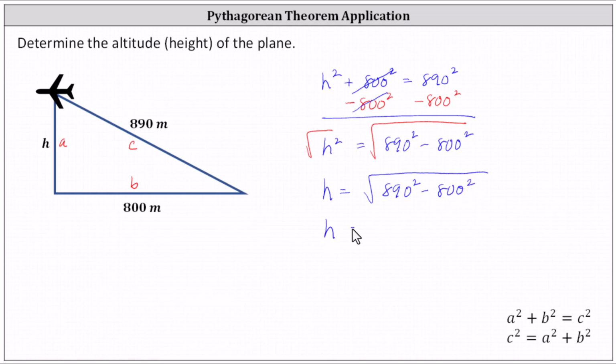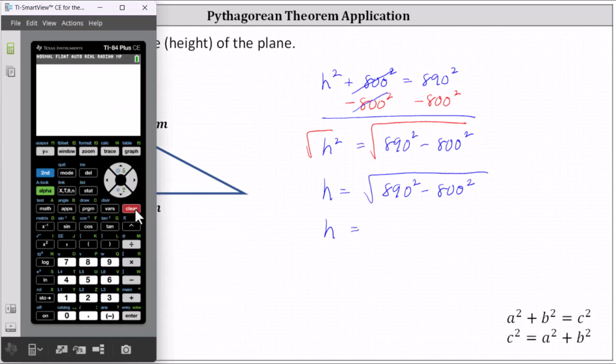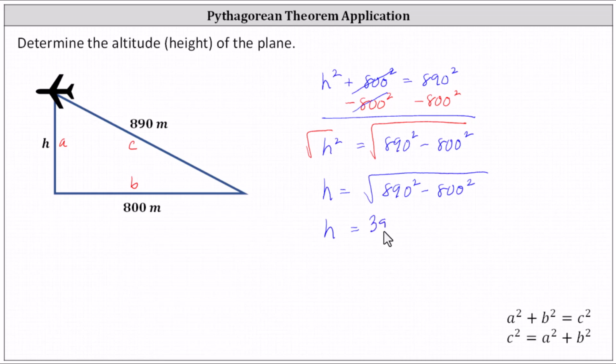And now we'll go to the calculator to determine h. I'm using the TI-84. To enter the square root, we press second x squared, and then again we have 890 squared minus 800 squared under the square root, which equals 390. The plane has an altitude of 390 meters.